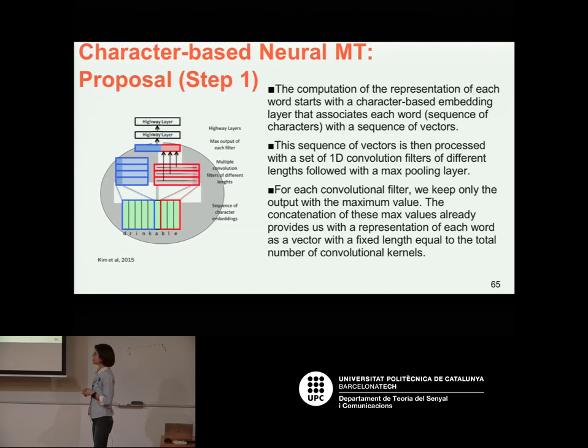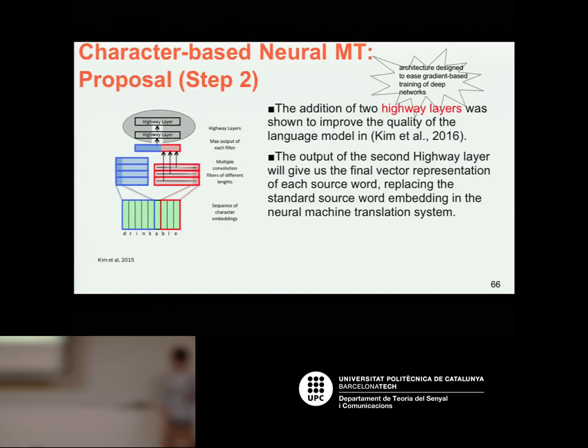This character word embedding model can be computed as follows. The computation of each word starts with a character-based embedding that associates each word with a sequence of vectors. So instead of having one single vector for a word, we have a matrix for a word: for each character, a vector. This sequence is then processed with convolutional filters, and we do a max pooling, taking the maximum value each time. With this, we would already have a character word embedding. We still have the word embedding as we use it, but based on characters. But it has been shown that using highway layers, which I'm not sure you have seen in previous courses, improves performance. It's a type of neural network.